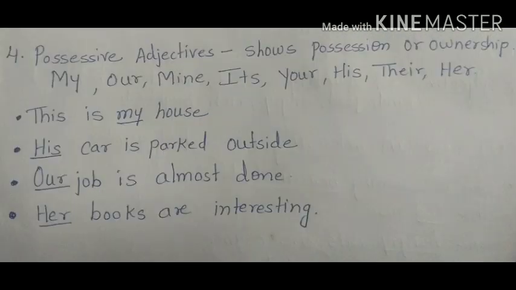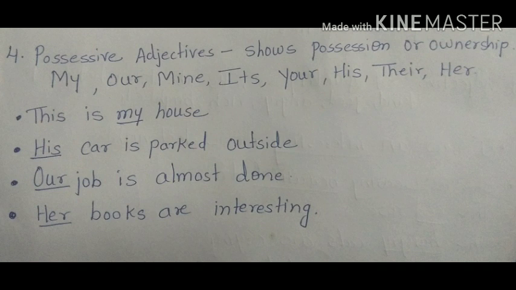Let's see the fourth one, possessive adjective. A possessive adjective shows possession or relationship. My, our, mine, its, your, his, their, her, etc. So possessive adjectives always come before a noun that they qualify.